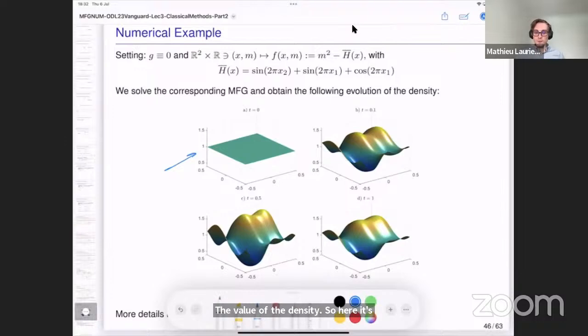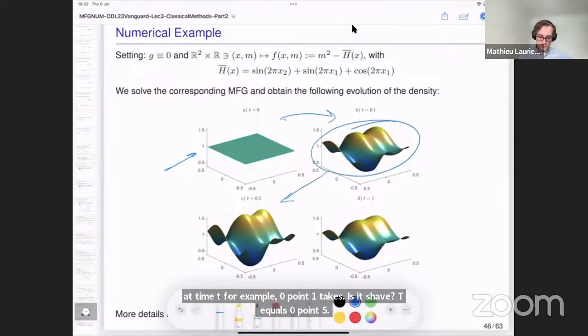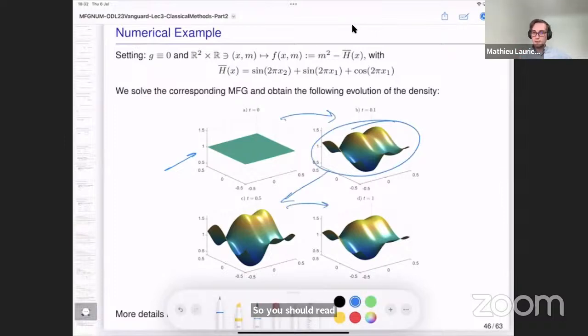And then the distribution changes because of the running cost. So at time t, for example, 0.1, it takes this shape, then t equals 0.5. So you should read it like this, then like this, then like this. And at terminal time, it has some shape. Here, I just write the running cost.